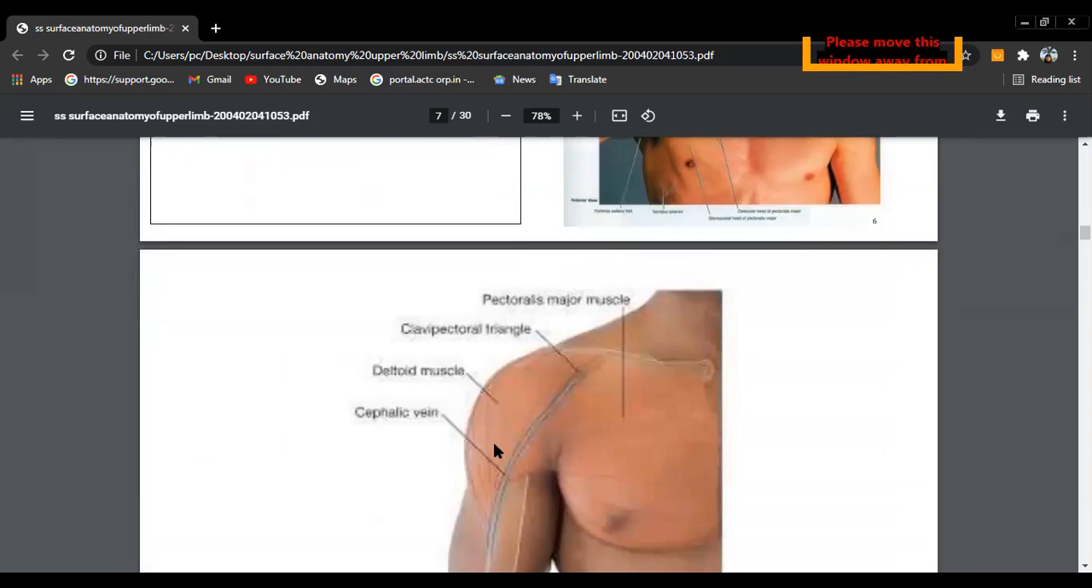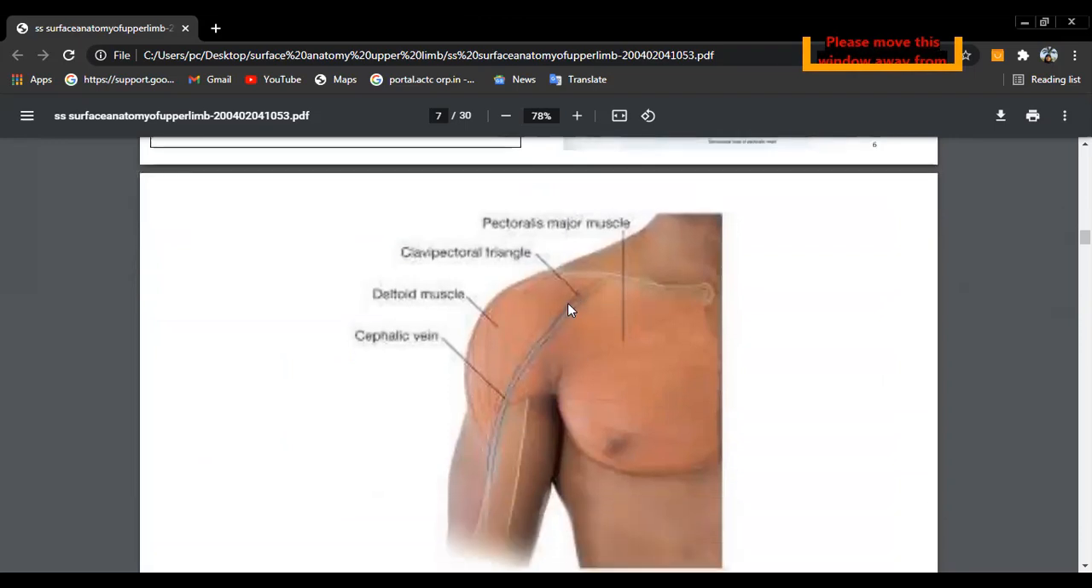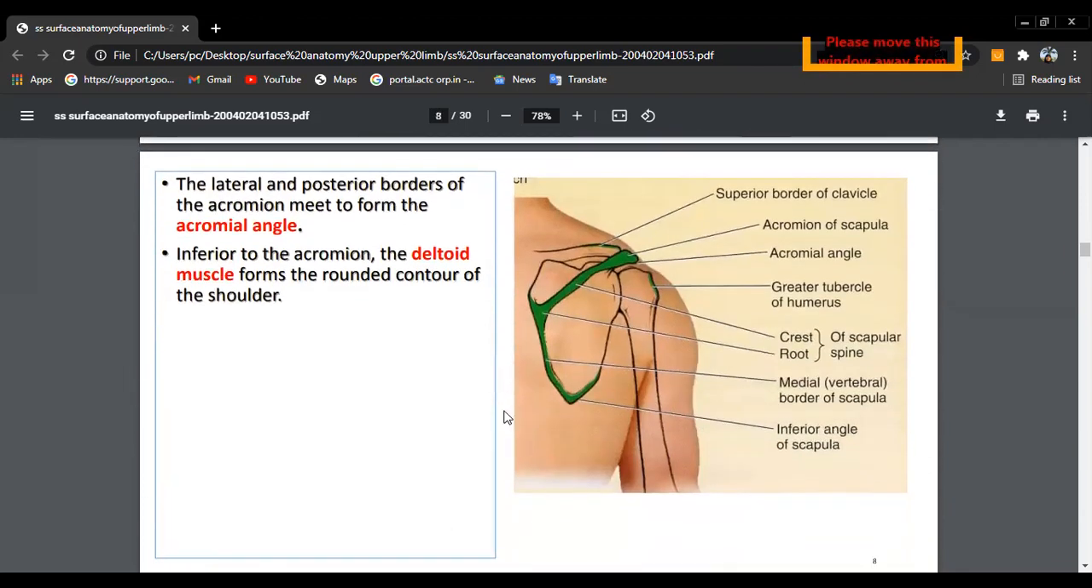Okay. Then again, the same thing. The clavipectoral fascia, if you remember, is pierced by certain structures which I have been repeating in every lecture. So what are the various structures you see? The cephalic vein will be piercing. Apart from that, the thoracoacromial artery, lateral pectoral nerve and lymph nodes, isn't it?